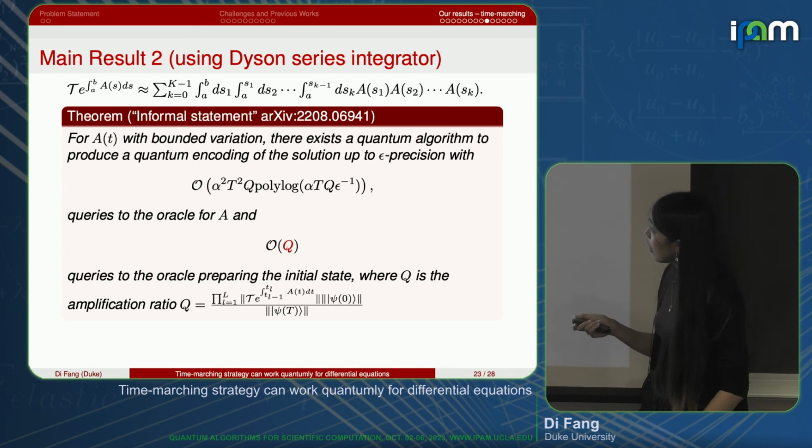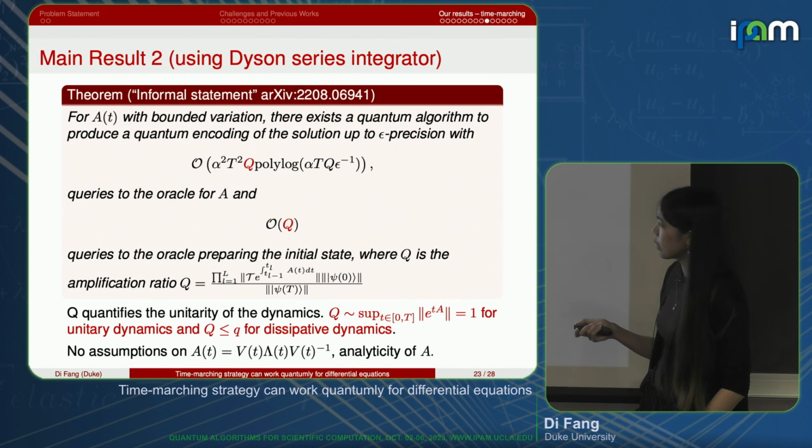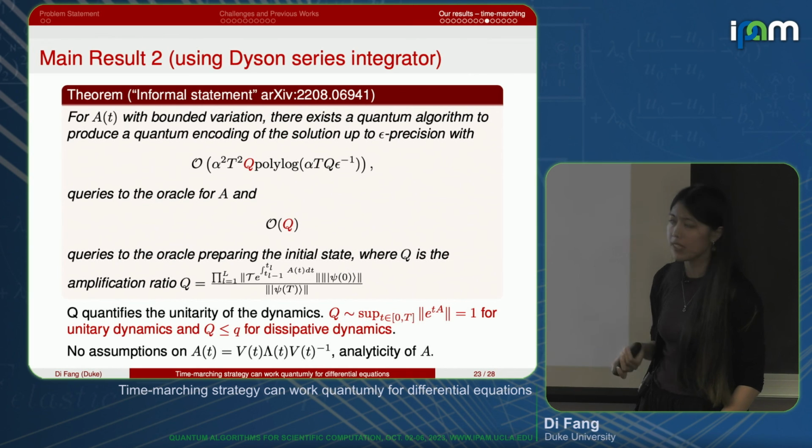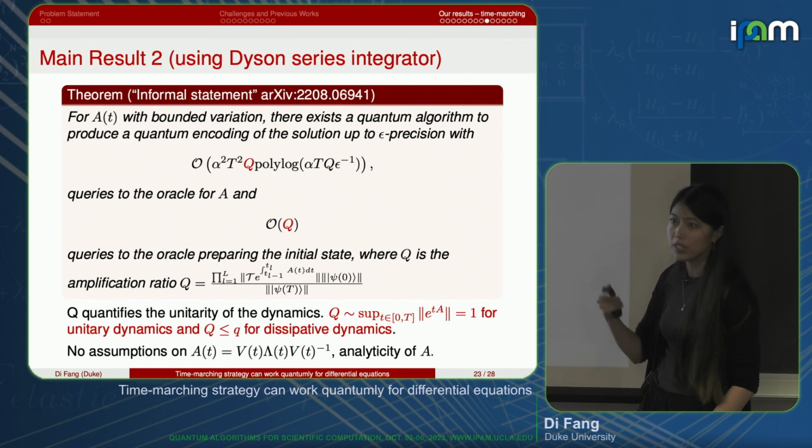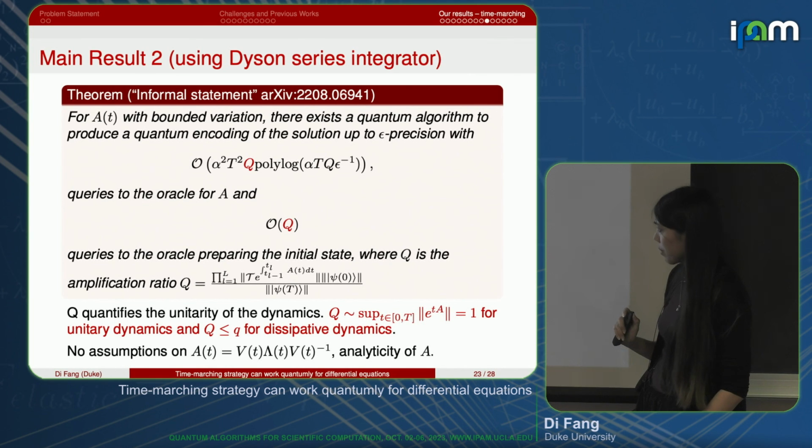And then you may wonder, what is this Q? This Q really quantifies how far away your dynamics is from unitary. If you imagine your dynamics is unitary, then this quantity is 1. If the dynamics is dissipative, this is upper bounded by some Q, which is the Q that I discussed previously.